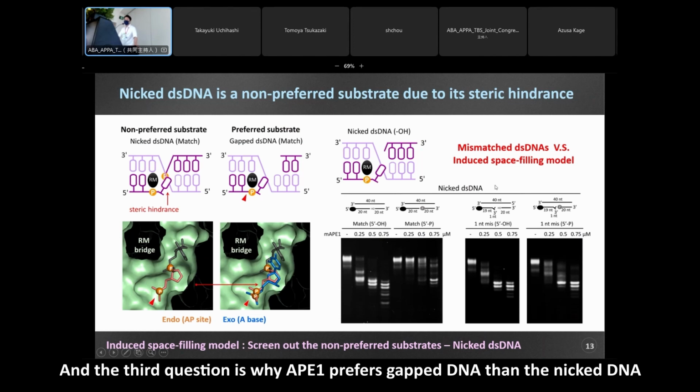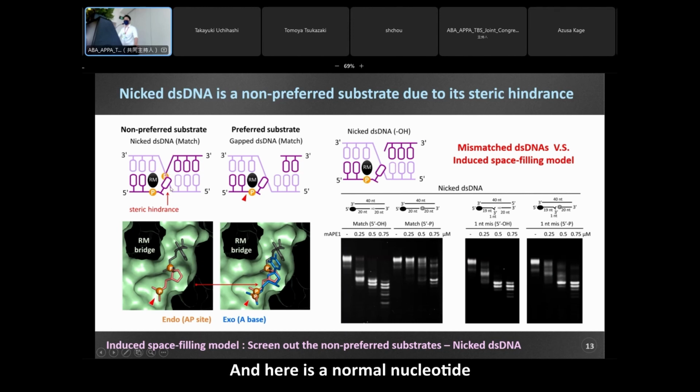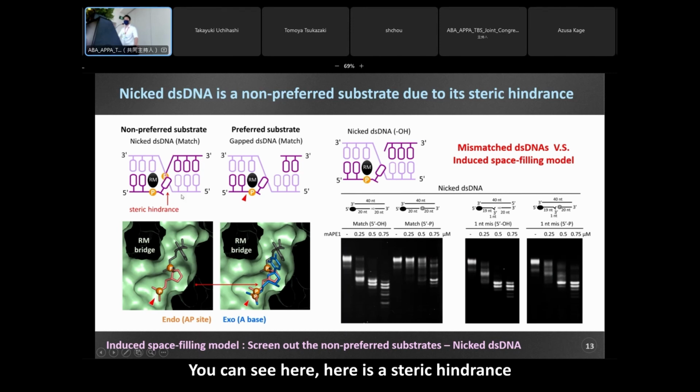And the third question is why APE1 prefers gapped DNA over nicked DNA. It is because in the nicked DNA, here is the upstream phosphate, and here is the normal DNA nucleotide. It is difficult to put those two components together into the narrow active site. You can see here is a steric hindrance.